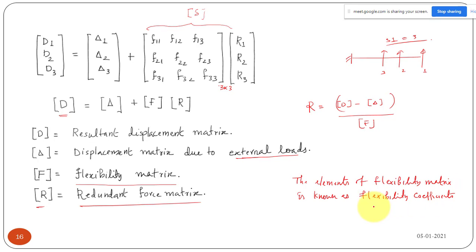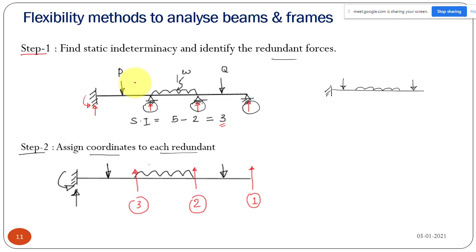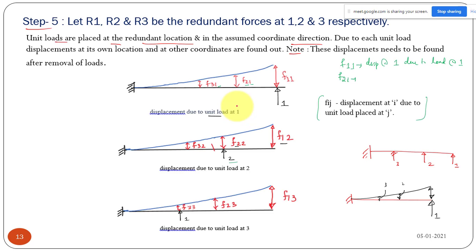So to derive the flexibility matrix is very simple. You identify your coordinates 1, 2, 3, apply unit load 1 and find out the deflection at all the points. Suppose your question can be like: derive the flexibility matrix for the given structure, that is a continuous beam. What you have to do is choose the three forces as your redundant forces, and then apply a unit load at coordinate 1.